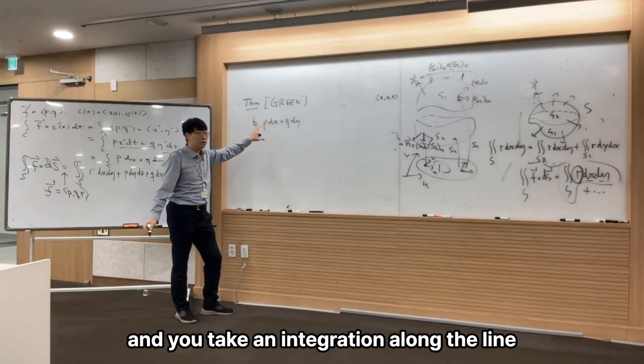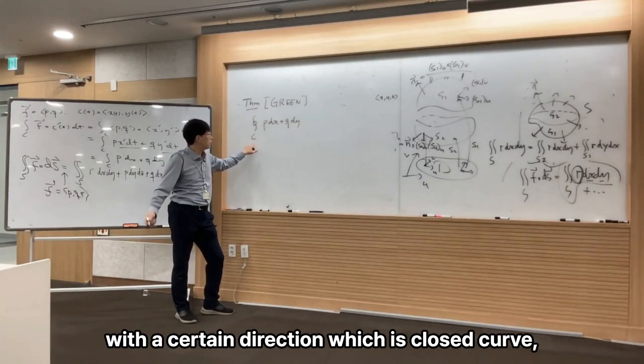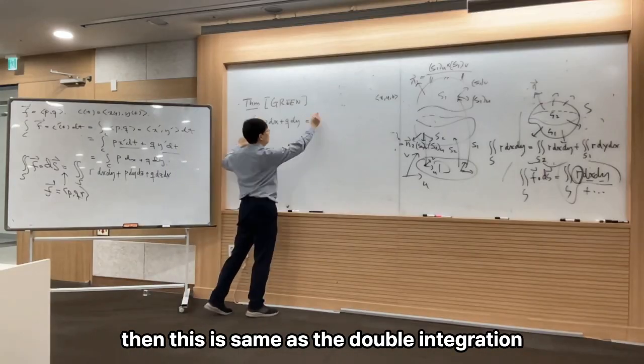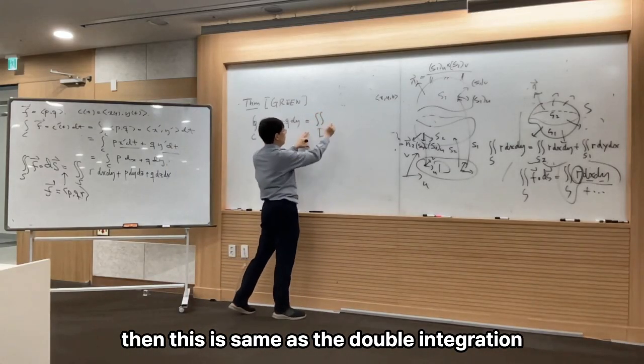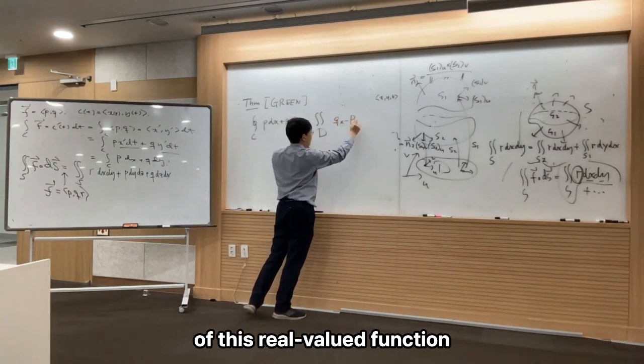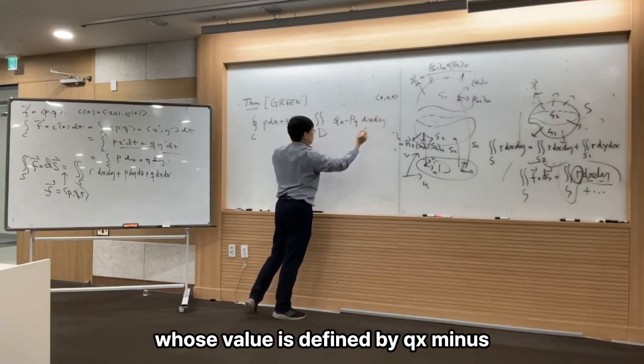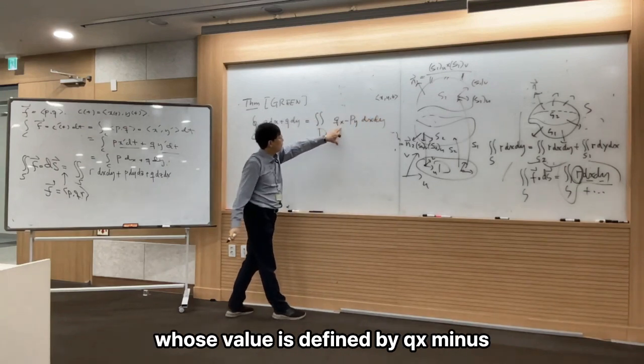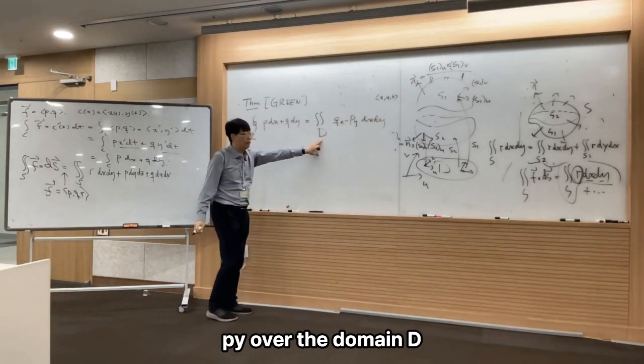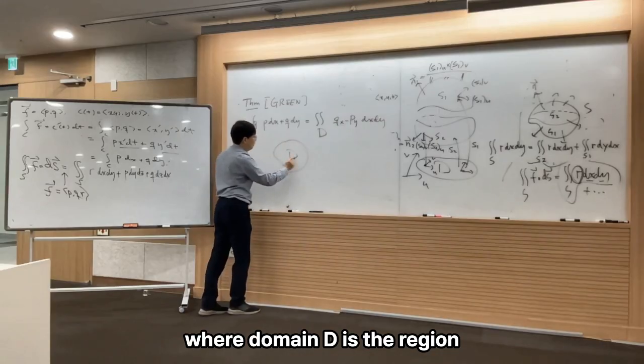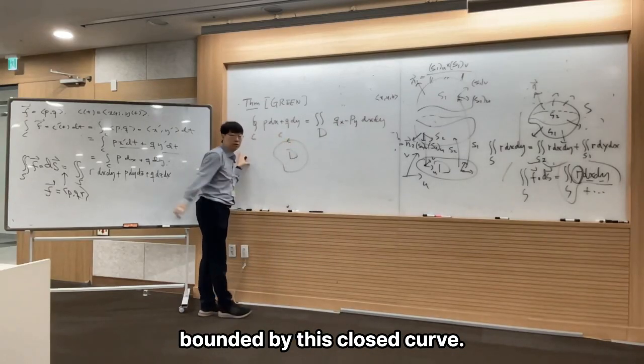So if you have a vector field whose x-coordinate is P and y-coordinate is Q, and you take an integration along the line with a certain direction, which is a closed curve, then this is the same as the double integration of this real-valued function whose value is defined by Qx minus Py over the domain D, where domain D is the region bounded by this closed curve.